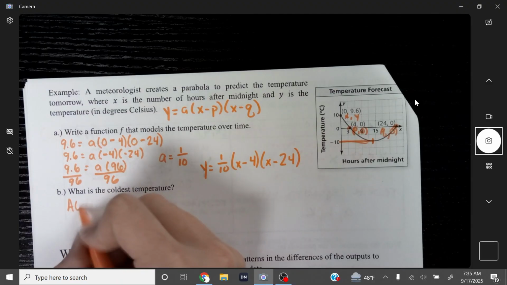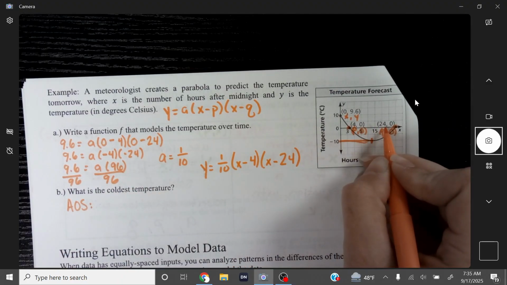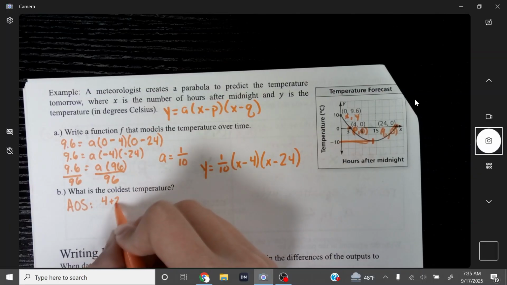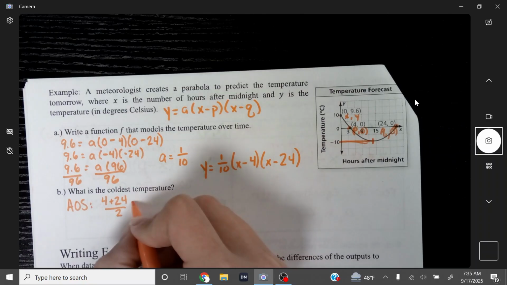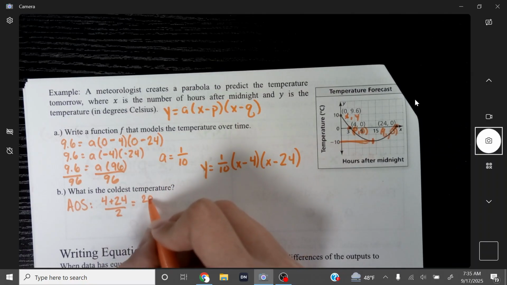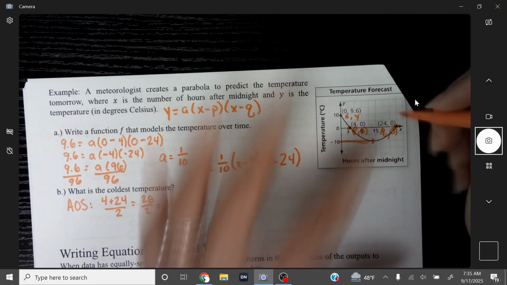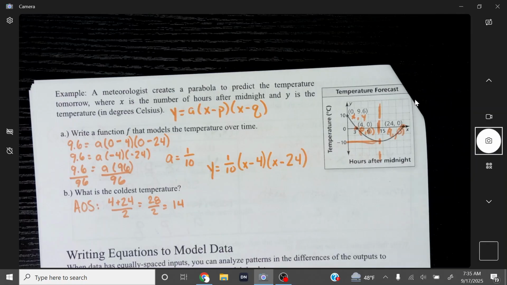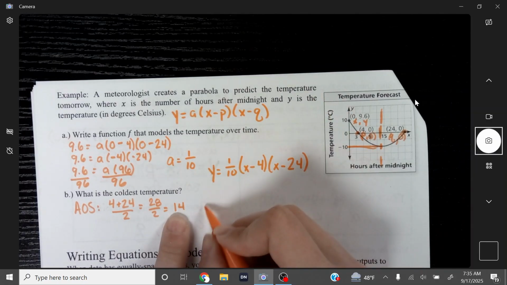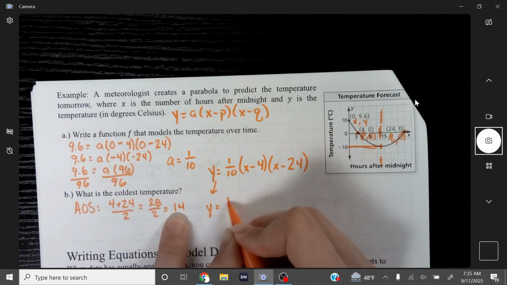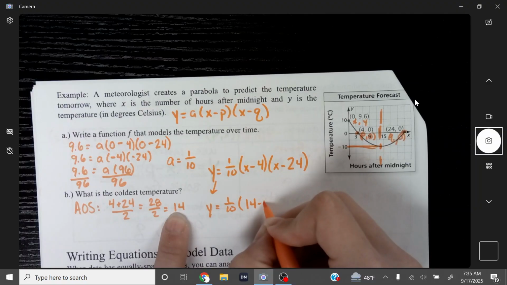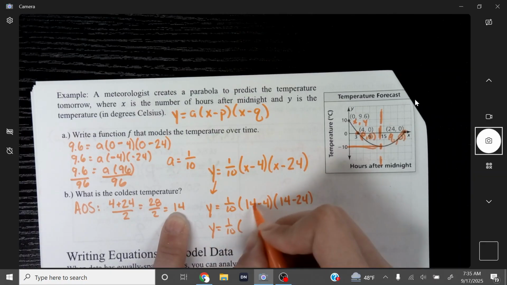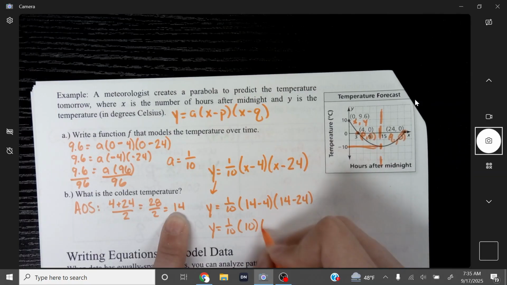To find the axis of symmetry when it's intercept form, it's going to be in the middle of 4 and 24. So what you can do is add 4 and 24 and divide by 2, because that will find the middle number. So we have 28 divided by 2, which is 14. So the axis of symmetry happens at 14. That doesn't tell us our coldest temperature. What we need to do is plug in 14 to our equation. Y equals 1/10 times 14 minus 4 times 14 minus 24. So we have y equals 1/10 times 14 minus 4 is 10. 14 minus 24 is negative 10.